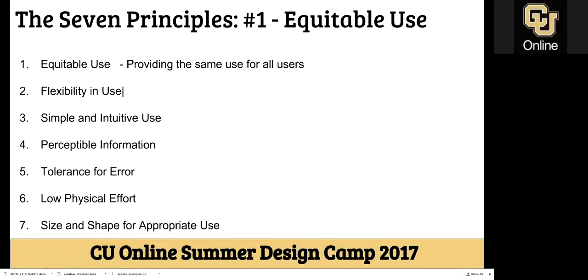There are 7 principles of universal design as defined by a group of product designers and engineers, and these were led by the late Richard, what's his last name, Cadell, I think, at North Carolina State. And these, they're pretty intuitive in terms of what they mean. Number 1 being equitable use, so everyone can use it regardless of their situation. Flexibility in use, and simple and intuitive, perceptible, tolerance for error, low physical effort, size and shape for appropriate use.